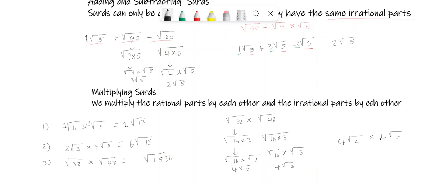Again, now we can just multiply. 4 by 4 is 16 times the square root of 6. So instead of leaving it in this form, we can simplify each of these and then multiply them by each other. You multiply the rational parts by the rational parts, the irrational parts by the irrational parts. And that's what it looks like. Okay, so that's it in its simplest form.